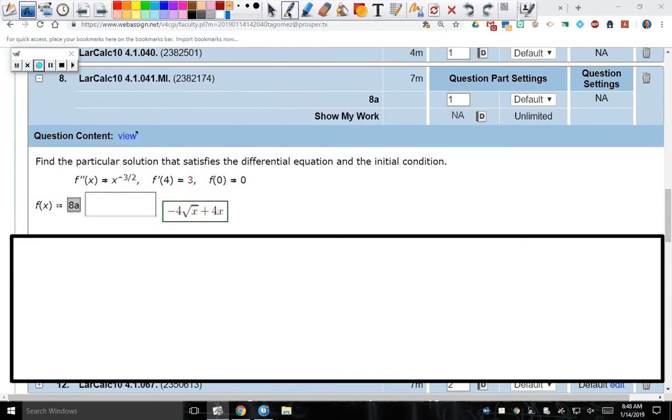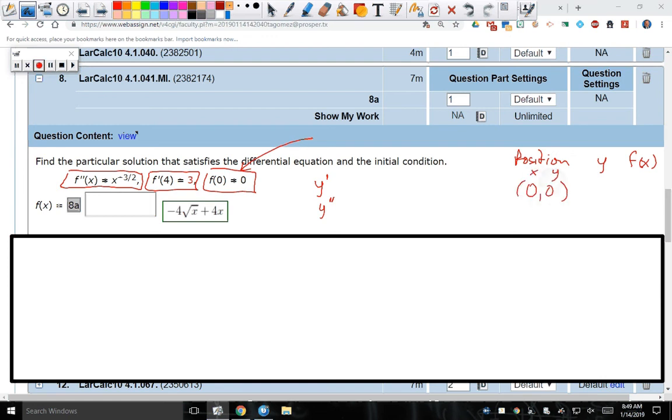Okay guys, so we have a question that gives us the second derivative and the first derivative. So we have y prime and y double prime. Furthermore, we have a point. This is not a function. We just know on the position function, which is y, otherwise f of x, there exists a point which is (0, 0), where the x value is 0 and the y value is 0. This is my x value. This is my output y value.